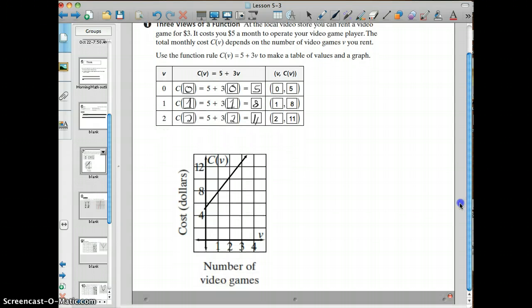I'm going to get a graph that looks like this, and notice the graph is a line. Look back up to our function rule here, notice how we have a coefficient of the variable plus then a starting value here. That's the standard format for linear relationships. Let's look at the next example and see what kind of graph we get here.